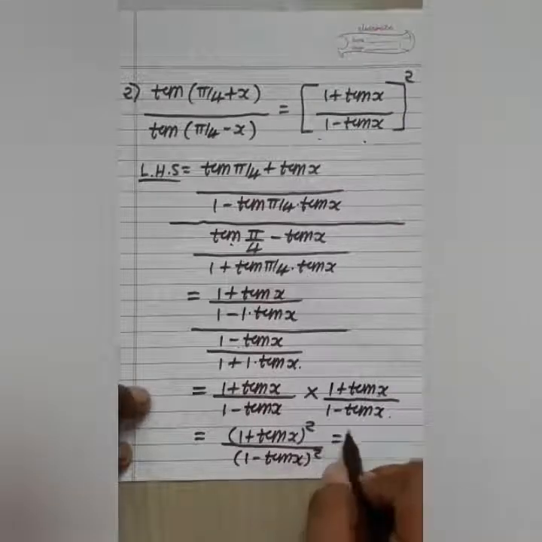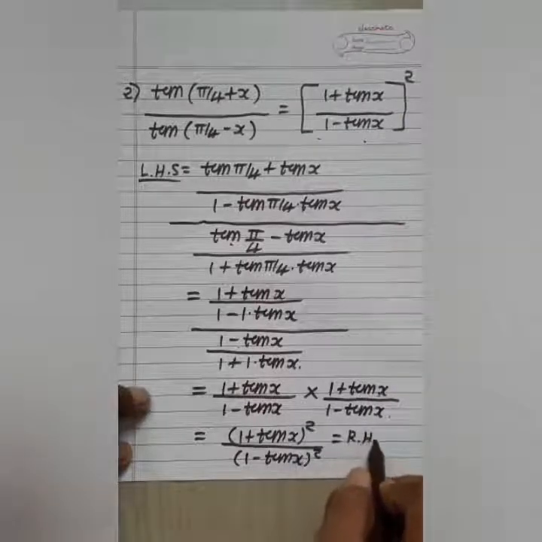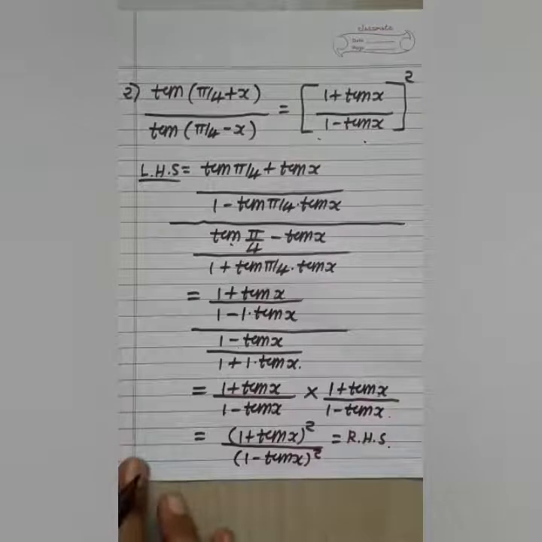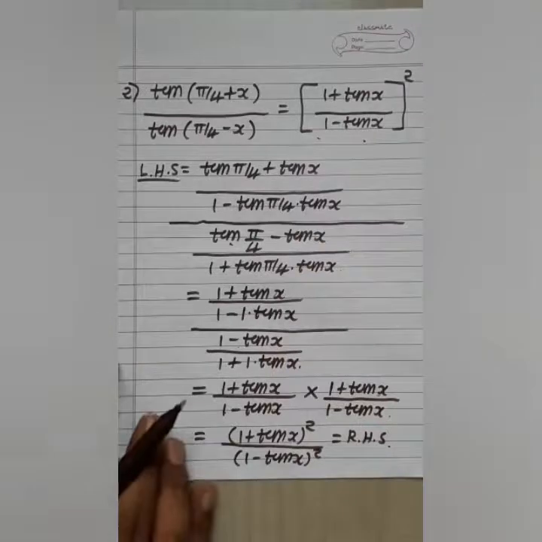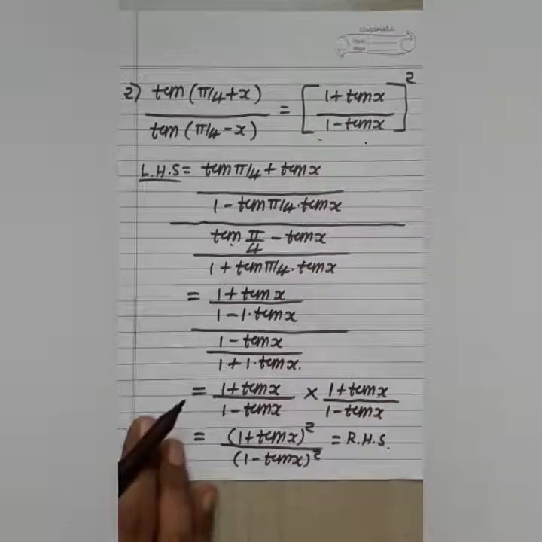So this is equal to the RHS. So tan(pi by 4 plus x) upon tan(pi by 4 minus x) is equal to this result. Now next question.